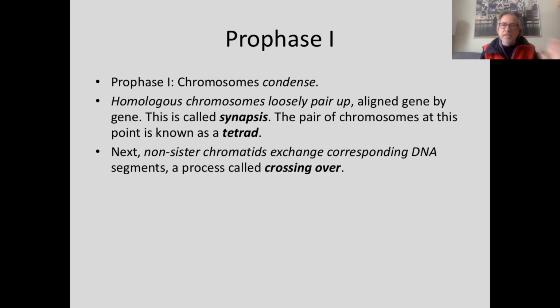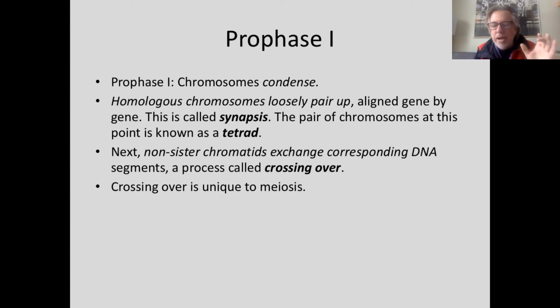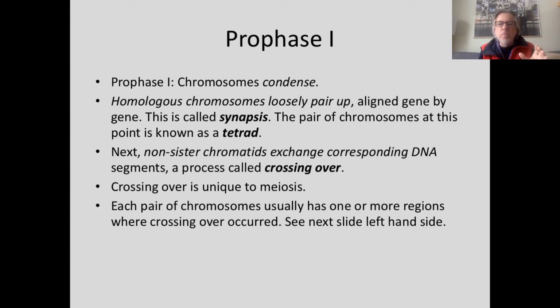Next, and this is really freaky, non-sister chromatids exchange corresponding DNA segments. And this process is called crossing over. Crossing over is unique to meiosis. Each pair of chromosomes usually has 1 or more regions where crossing over occurred. And so let's take a look at it on the next slide.